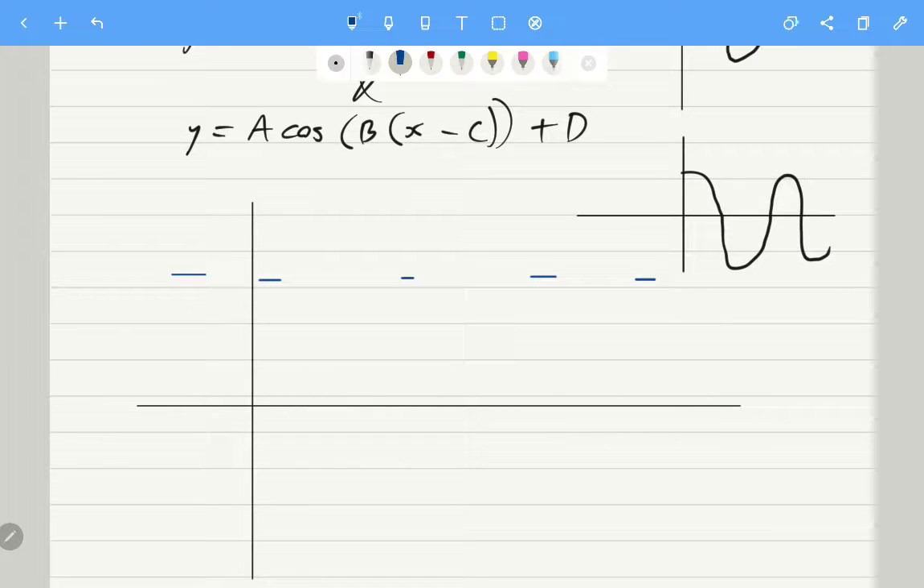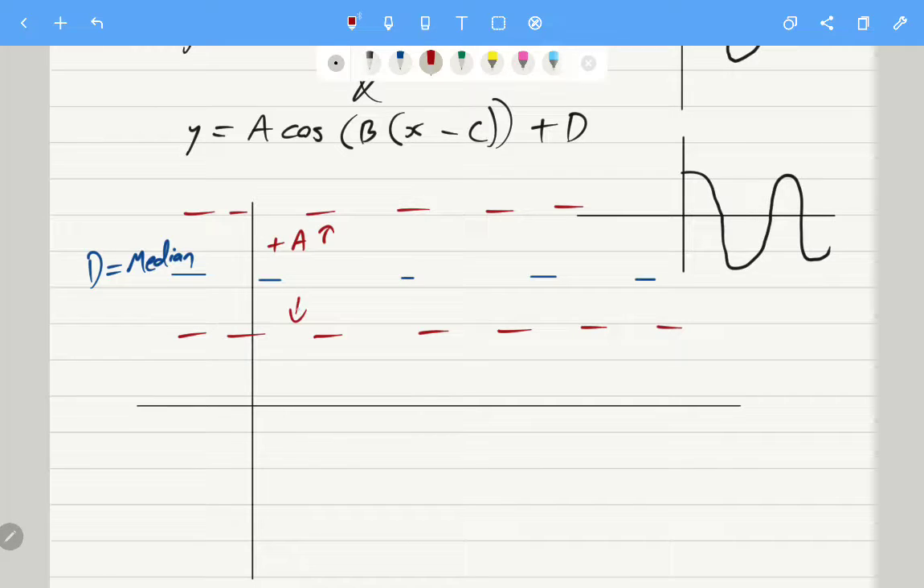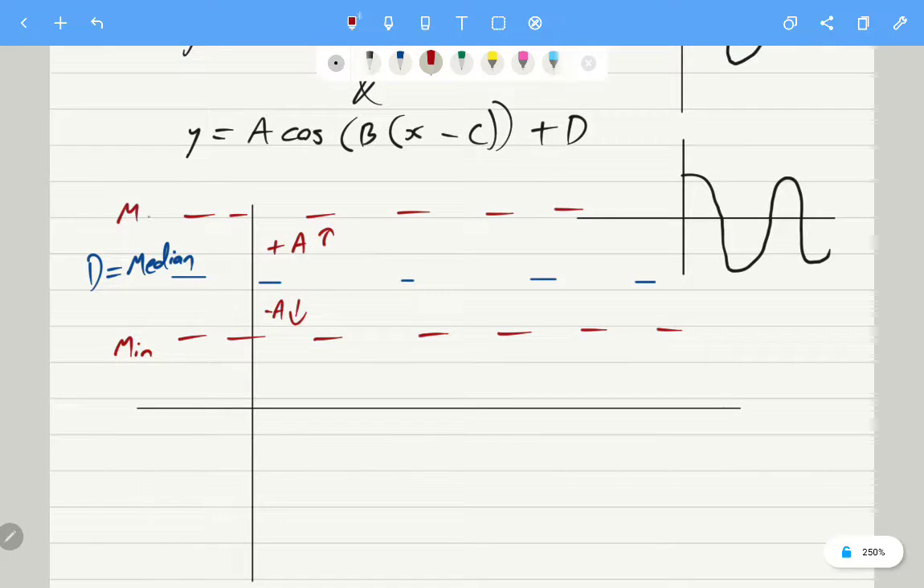The first line is the D line, which we would call the median. And the median tells us this middle line from which everything's measured. The next thing is going to be the max and the min, which are determined by the A value, plus or minus the A value. So plus A is going to take you up, and minus A is going to take you down to the min line. And they're both based off D. So the max is D plus A, the min is D minus A. Alrighty, so that's just the basics in terms of getting our shape right.